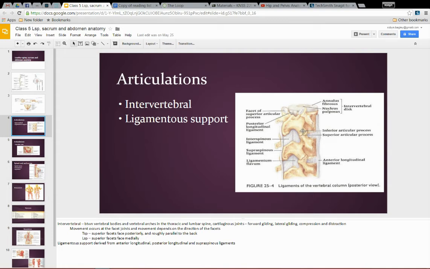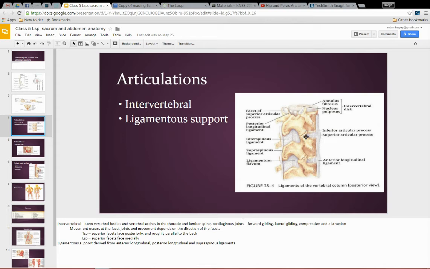So the way that those point determines what kind of movement you're going to get in what area of the spine. So in the lumbar spine, the superior facet, the facet that's pointing out the top, faces medially. So if it faces medially, that's going to mean that you can have a fair amount of flexion and extension, but it's going to limit the amount of rotation you can get. And you'll see that at the end when we talk about movements.